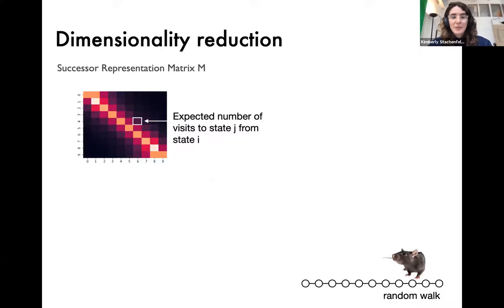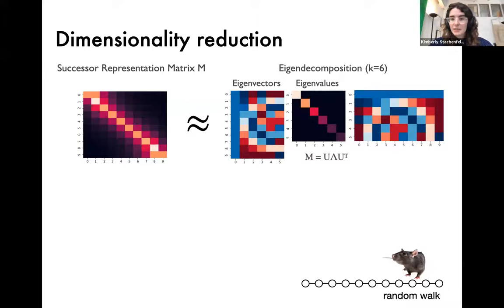So we're going to start with a predictive representation called a successor representation. The rows of this matrix are possible starting states you could have, the columns are possible states you could visit, and every entry in this matrix captures the expected number of times you're going to visit some state J given a starting state I. So basically, this matrix captures how often you're going to visit every state. And we're going to assume a discretized linear environment that our rat is wandering around. It's just a linear track, and it's taking a random walk, so there's no directional biases or anything interesting like that.